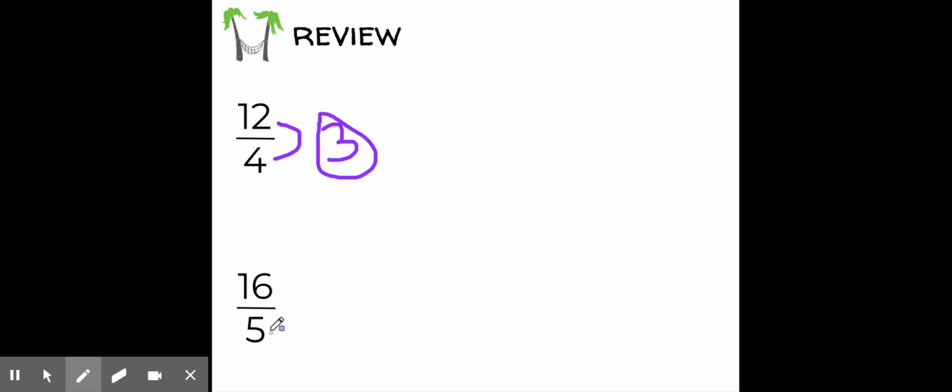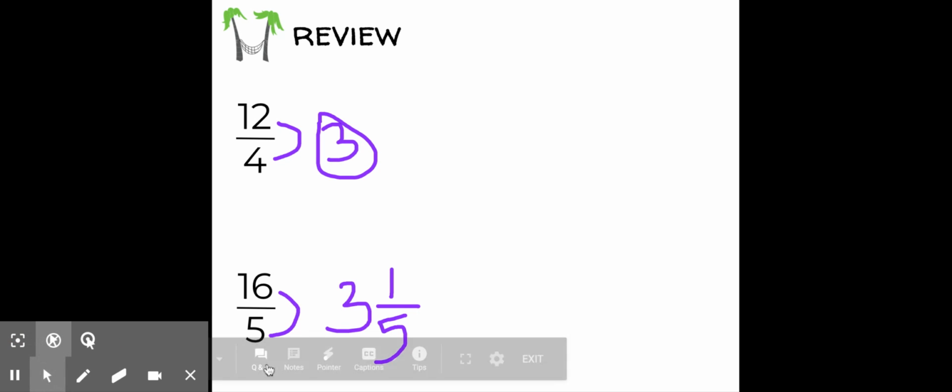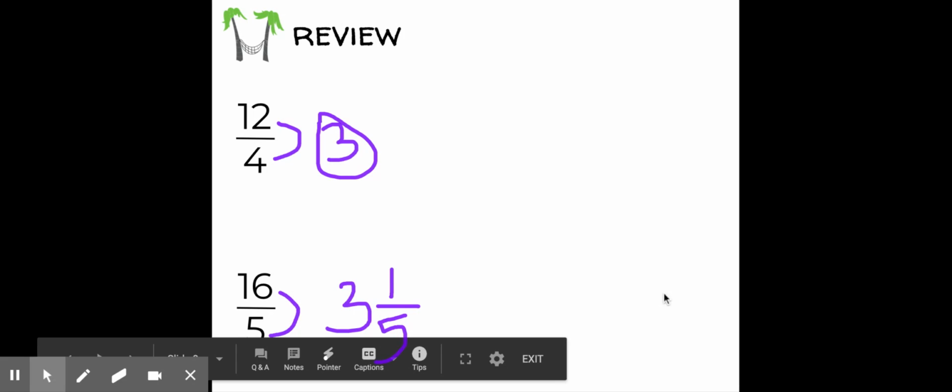If I want to simplify 16 fifths, I ask myself, how many times can 5 go into 16? It can go 3 times because 5 times 3 is 15. Since I didn't make it all the way up to 16, I subtract 16 minus 15, which is 1, and I have the same denominator. So 16 fifths as a simplified fraction would be 3 and 1 fifth. Just a quick review because we will be simplifying fractions that way in today's lesson.